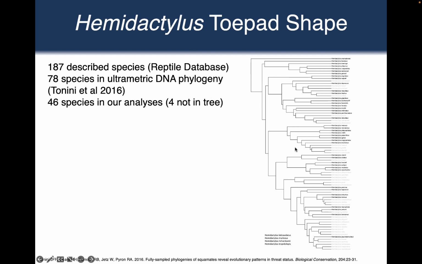Here is the Tonini phylogeny that's been trimmed down to just have Hemidactylus. Names in black were species we had toe pad pictures for. Names in gray were species we didn't have data for. So you can see we have pretty good sampling across the Hemidactylus phylogeny.